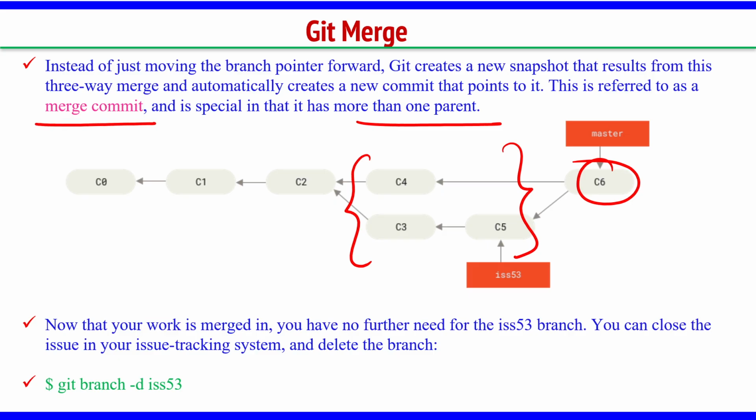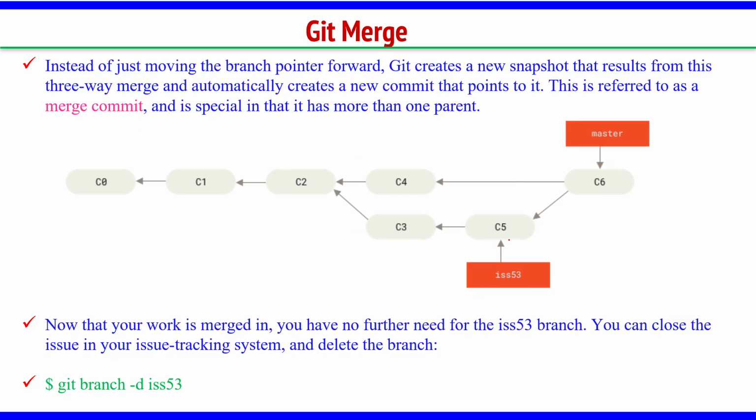Right. Now that your work is merged in, you have no further need of this 53. You can close that, you can delete this branch 53, right. So, your final commit, the final change or the master is at C6. Okay, right. So, this is how Git branching and Git merge works.